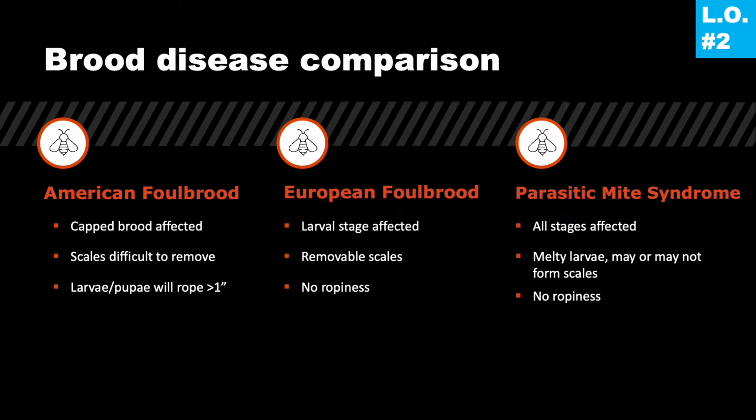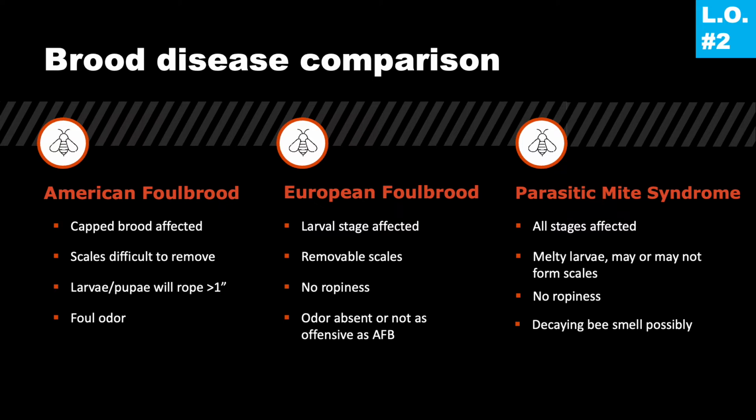With respect to American foul brood, they are positive to the ropey test. That will make more sense here in just a minute. Whereas with European foul brood, they are negative to the ropey test, and this is also true with parasitic mite syndrome. And so just to recap, the positive ropey test is pathognomonic for American foul brood.